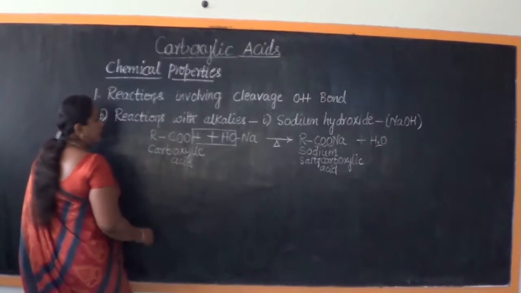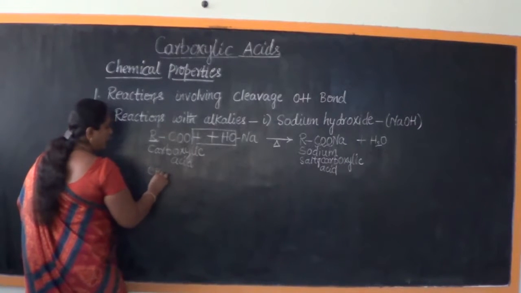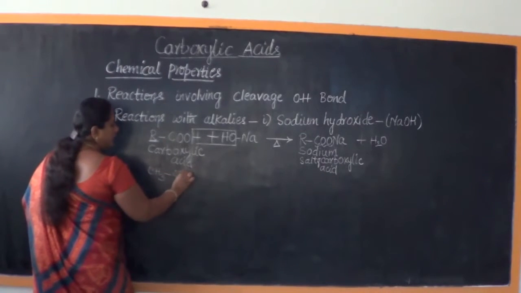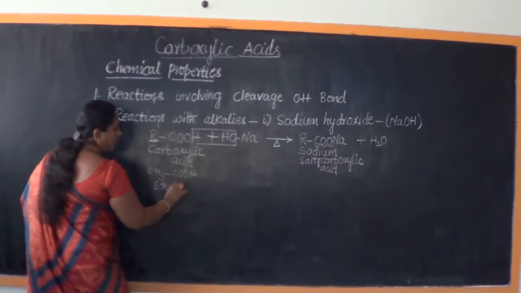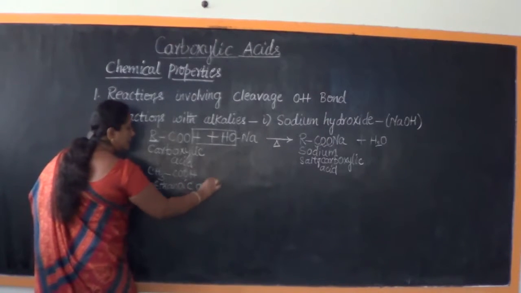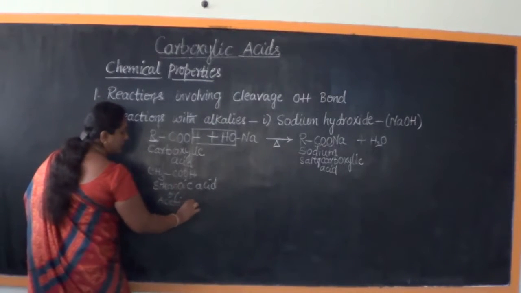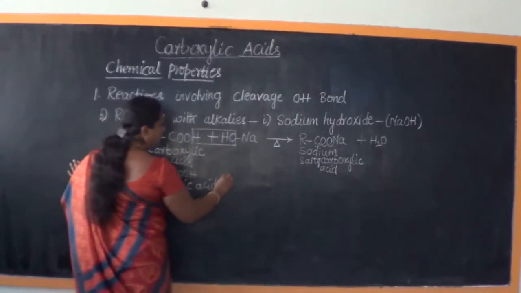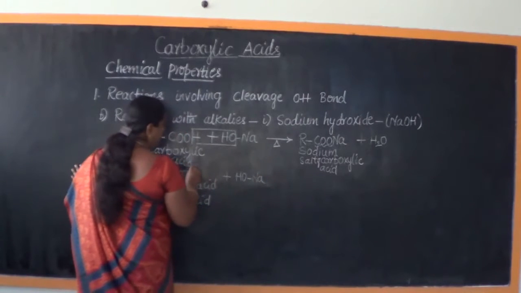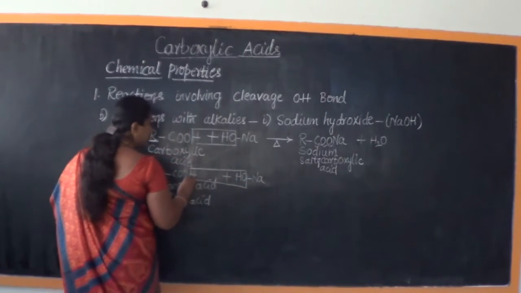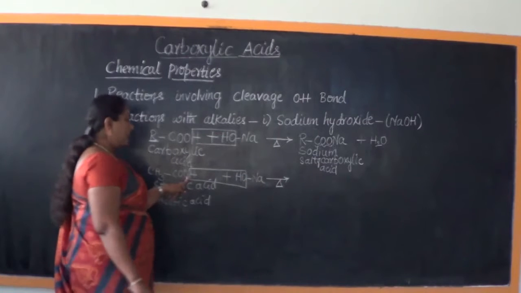Now let us write the specific reaction with an example by replacing R, in the first case, with CH3. CH3COOH. The name of this acid is ethanoic acid. Ethanoic acid is its IUPAC name. It is also called acetic acid. Acetic acid is its trivial nomenclature. It reacts with sodium hydroxide, which I am writing for easy understanding as OHNa. So like that, removal of water takes place.